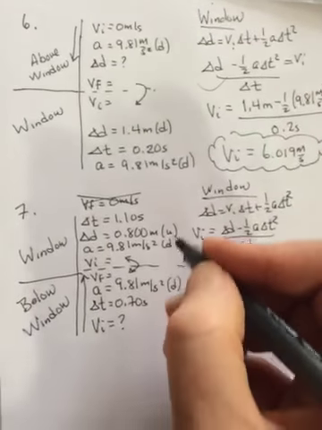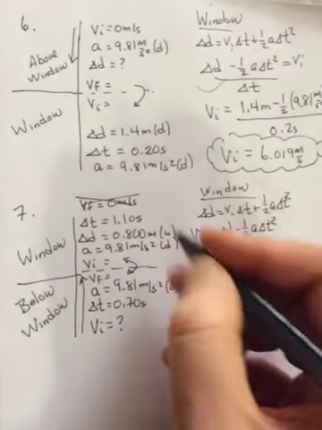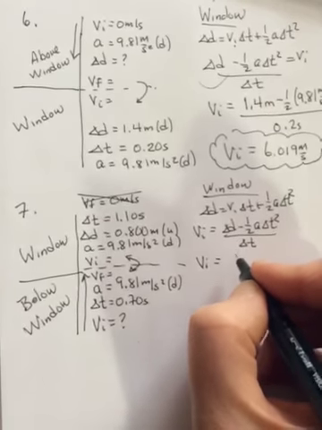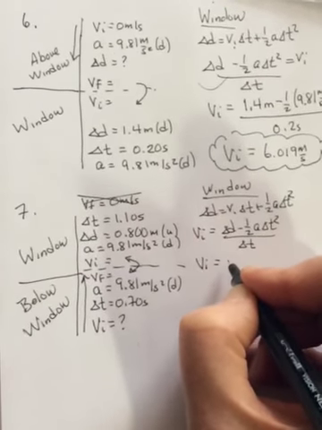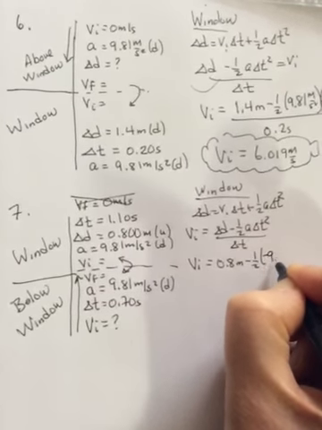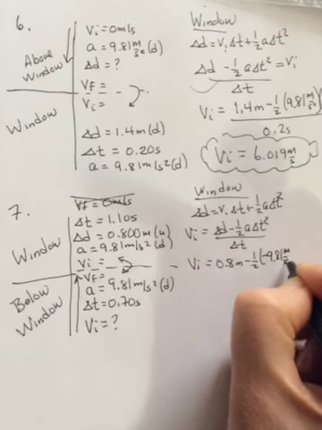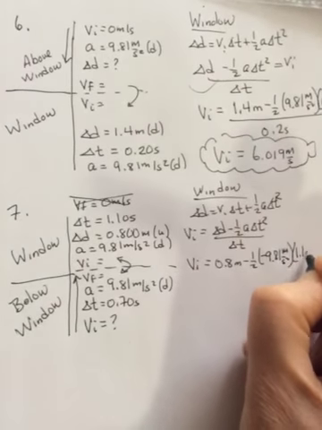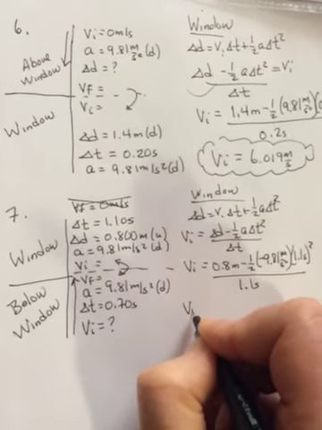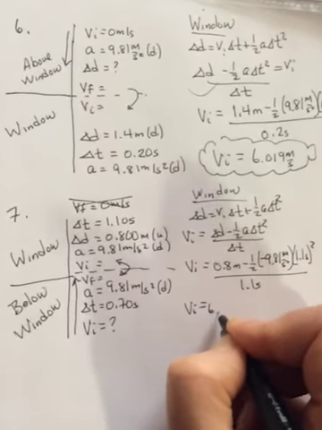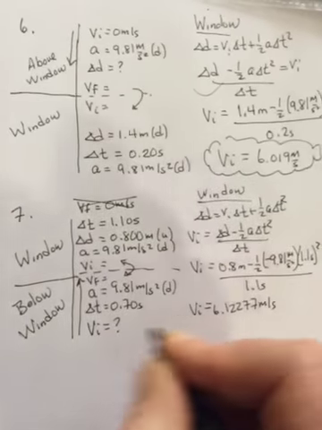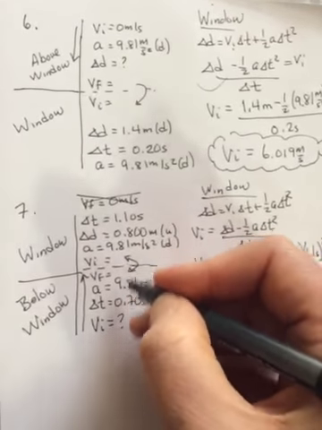It's going to look just like the last one, except this time we have ups and downs. And so we have to worry about positive and negative. So calling up positive, then delta D will go in as 0.8 meters minus 1/2, and A will go in as negative 9.81 meters per second squared, 1.1 seconds squared, divided by 1.1 seconds. And when you do this, you get a VI of 6.12277 meters per second, which then becomes the VF of this section.